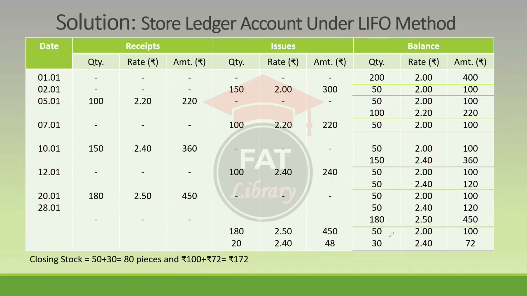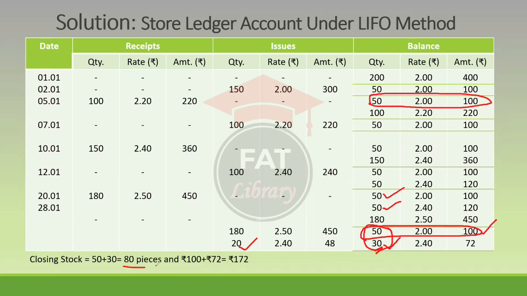What the company has as balance here, you can see: from these 50 units they have issued 20 units. Now they have 30 units with them, and the previous 50 units, which they had issued earlier, you can see this is a balance from the beginning we are keeping, right? So this balance is as it is remaining. So this is last in, first out. So closing stock, we can see it is 80 pieces with 172 rupees. Okay, the amount is 172 rupees.